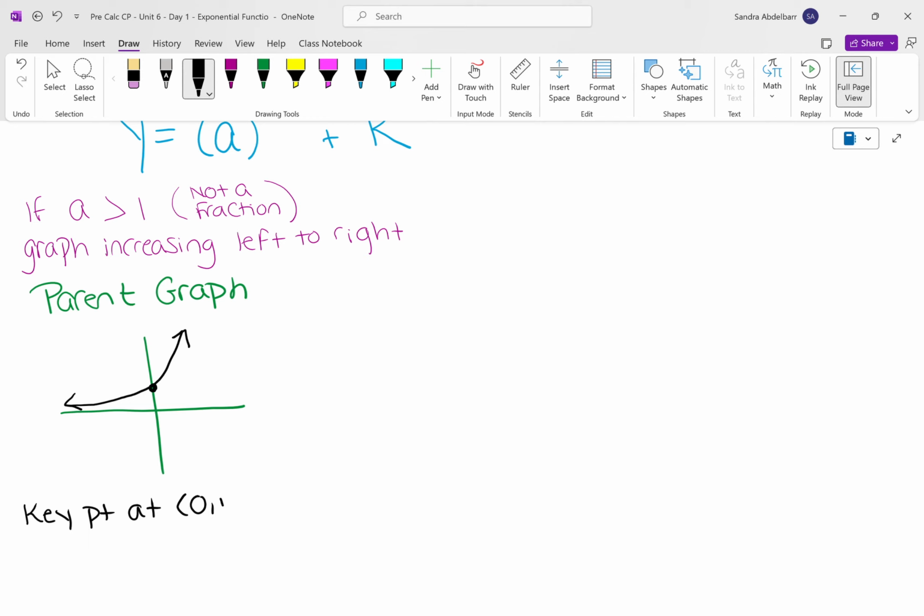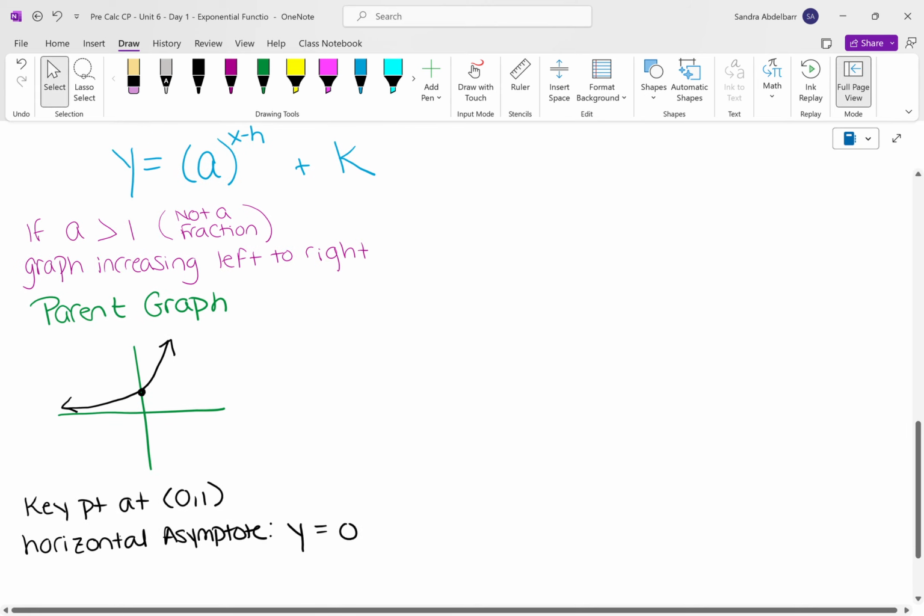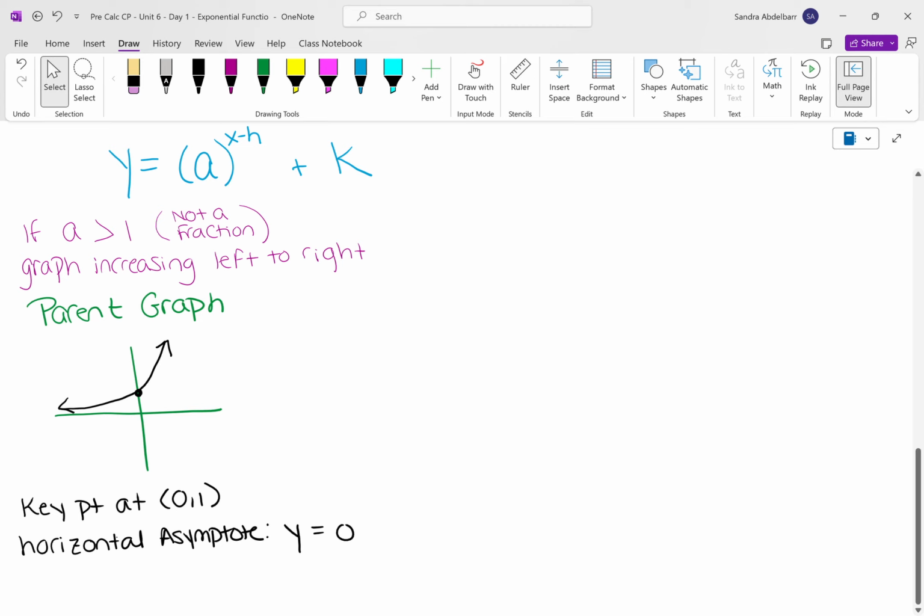We will have a key point at 0, 1, and we will have a horizontal asymptote at y equals 0. Parent graph was y equals a to the x.